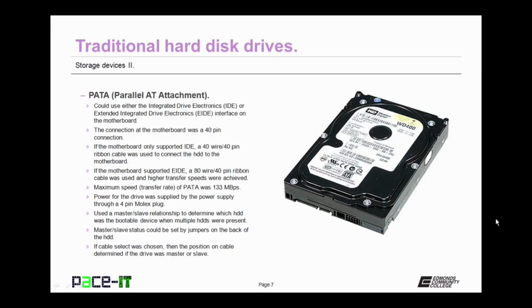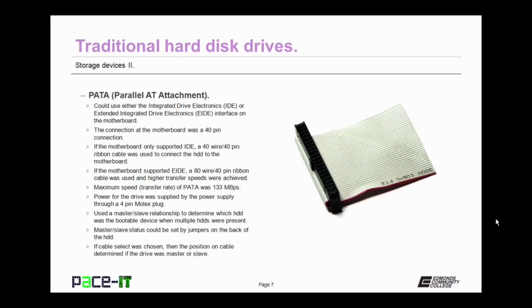Now if the motherboard only supported IDE, a 40-wire, 40-pin ribbon cable was used to connect the hard drive to the motherboard. If the motherboard supported EIDE, an 80-wire, 40-pin ribbon cable was used, and higher transfer speeds were achieved. The maximum speed, or rate of transfer, of a PATA drive was 133 megabytes per second. Now, power was supplied to the hard drive through a 4-pin Molex plug.